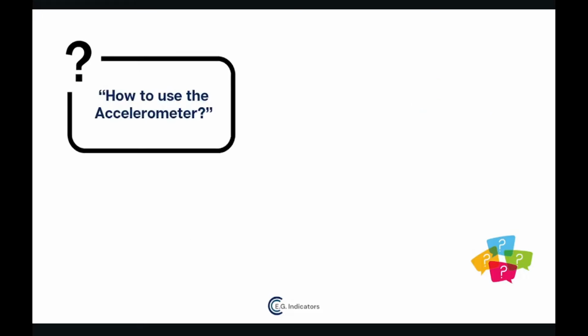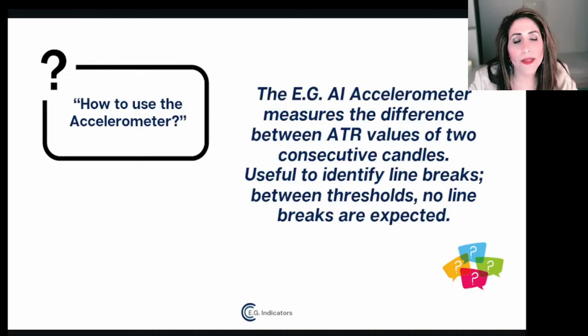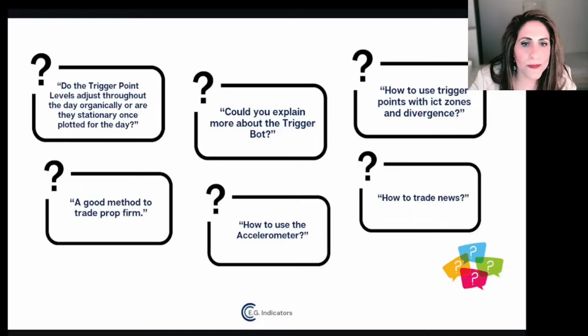So how to use the accelerometer, which is a great question. The EGAI accelerometer measures the difference between ATRs, and it's time frame dependent. It can be used to identify line breaks. When between the thresholds, no line breaks are expected, and it can also be used to confirm entries on the first touch rule.